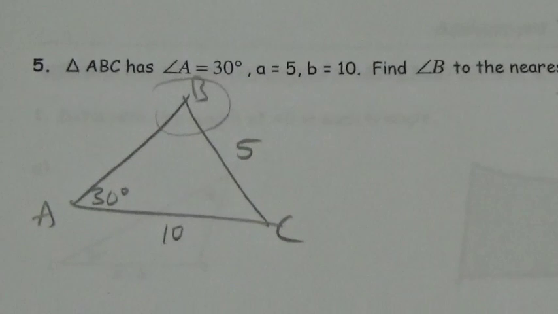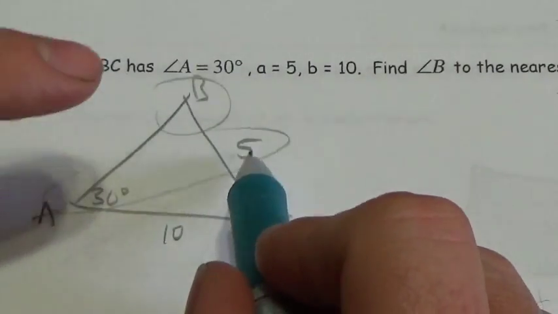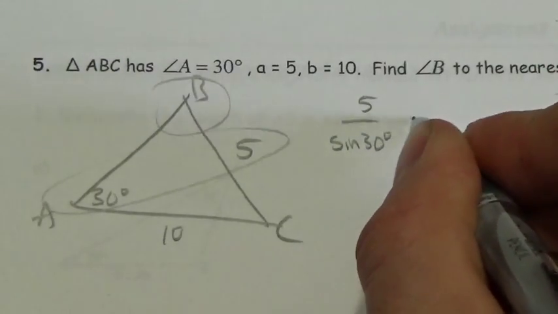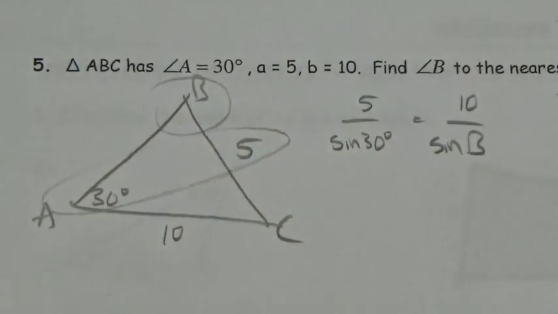Again, we're looking for the angle. That's where the issues could pop up if they're ever going to pop up here. I know I'm using the sine law because I've got the side and the angle pair there. So 5 over the sine of 30 degrees is going to equal 10 over the sine of angle B. That's what I'm looking for.